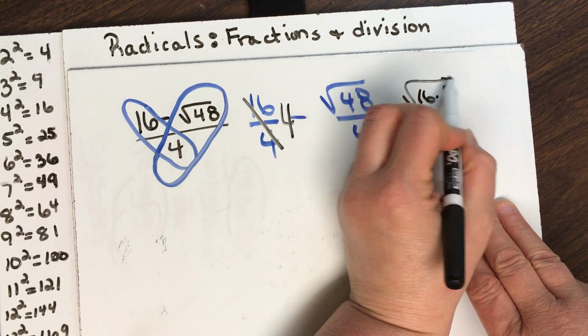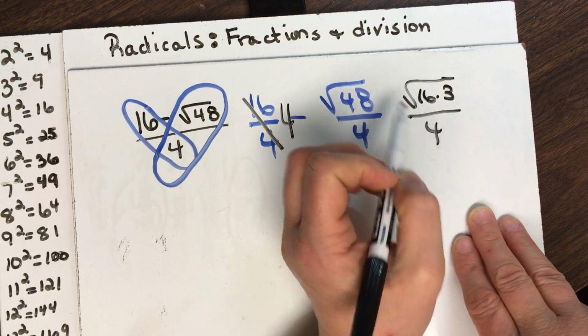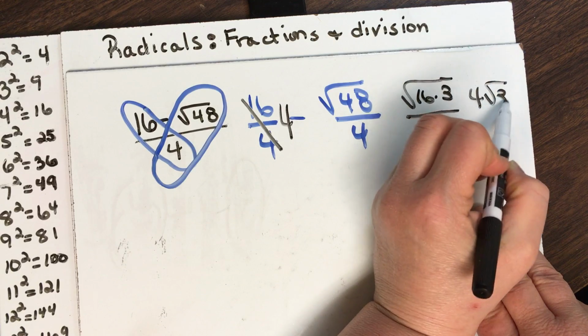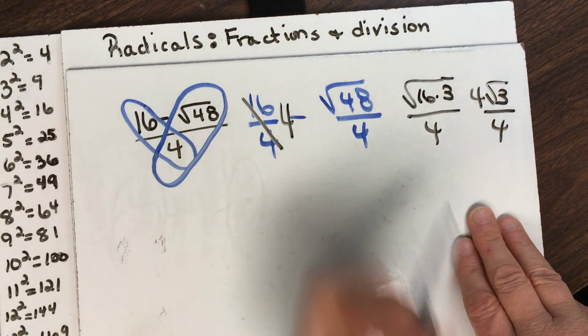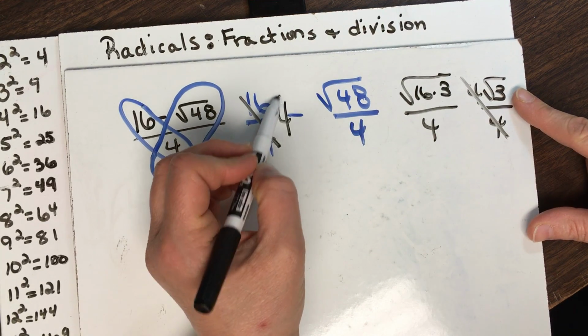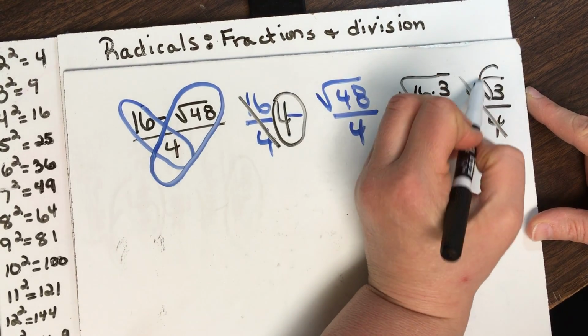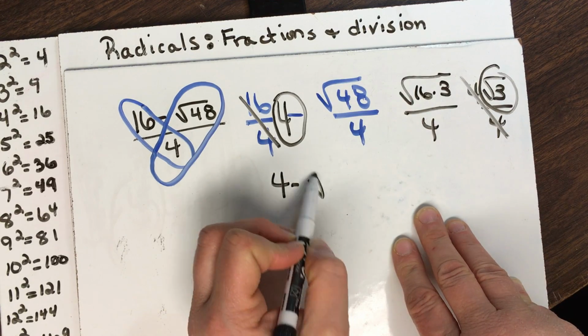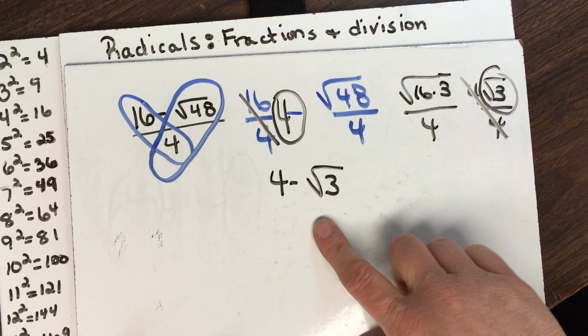16 times 3 over 4, so that would be 4 radical 3 over 4. The 4's cancel out, and I'm left with radical 3. So the pieces I have are this and this. 4 minus the square root of 3.